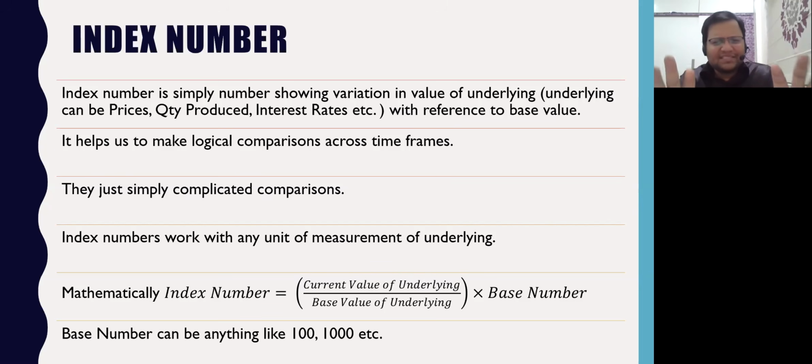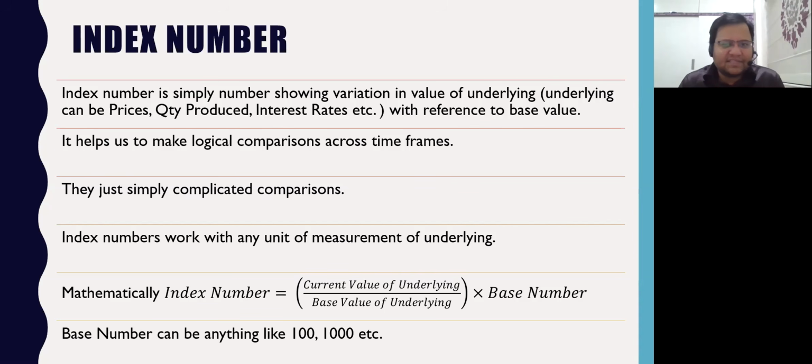So a mathematically simple formula I have written at the end, look. It is a current value of an underlying divided by a base value of an underlying multiplied by a base number. Today's value divided by base value into a base. Base number can be 100, can be 1000, can be anything. So if a base number is 100, a current number may be, let's say, 435.